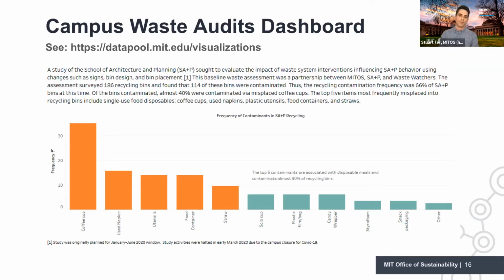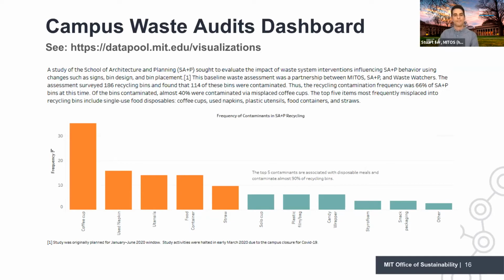And again, like the previous dashboard, this really is providing a baseline for us to look back. As we move forward, we're looking forward to continuing to build on this, and we'll hear more today how these data are being used. So I'll leave it at that, and thank you all. We invite you to check out the data pool, and please reach out to us with any questions or comments.